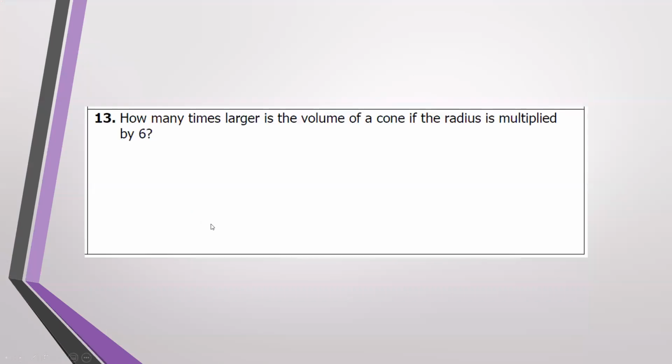That one is talking about the volume of a cone. I'm going to let you just try that one on your own. You're welcome to check the key on OMHS for it.